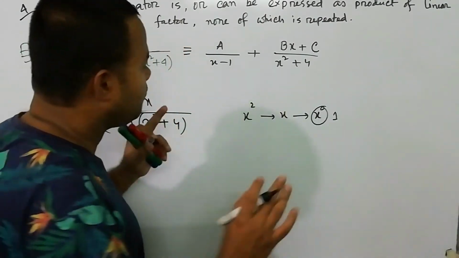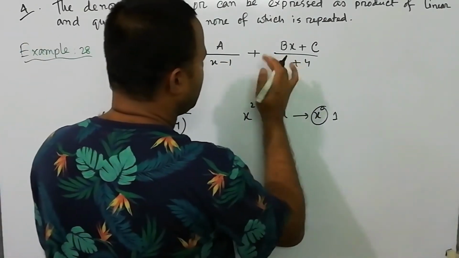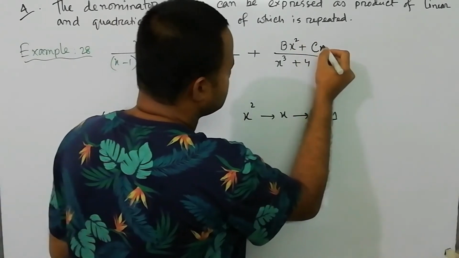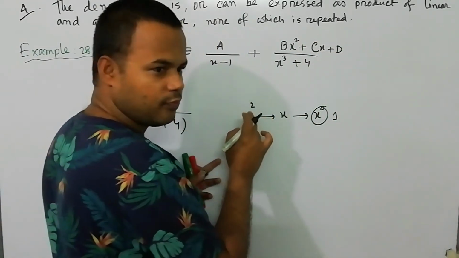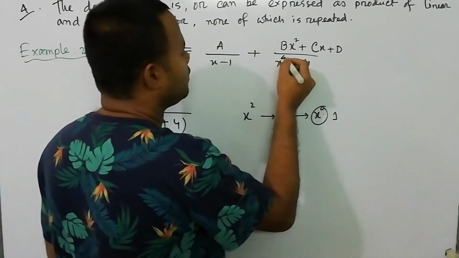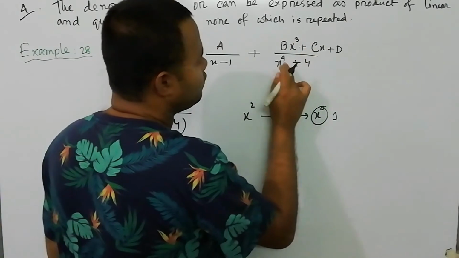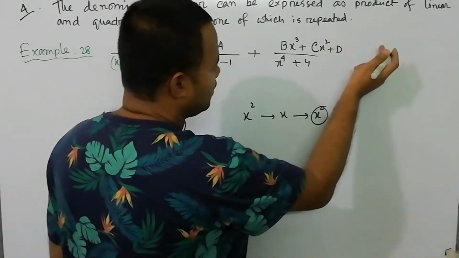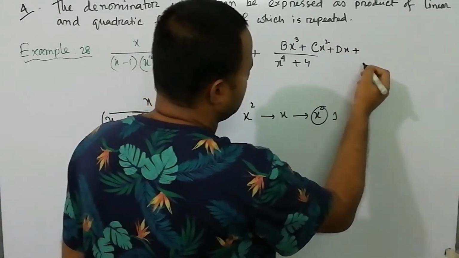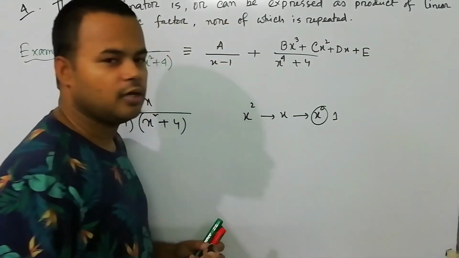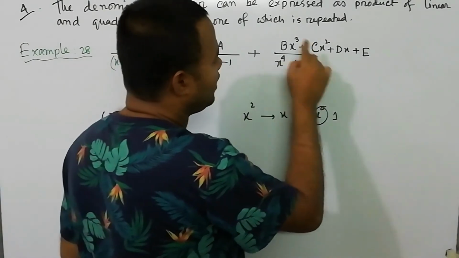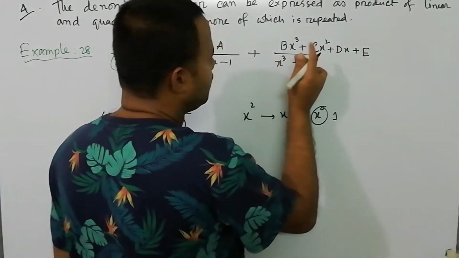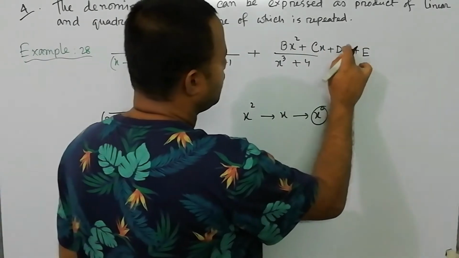But if you have x cube, then you have to write this term as x square plus cx plus d. If you have x to the power 4 here, then you have to write x cube first, one degree less, then another degree less, and so on, down to a constant. If we have x to the power 4, then we will have 4 terms here. If you have 3 here, then we will have 3 terms.